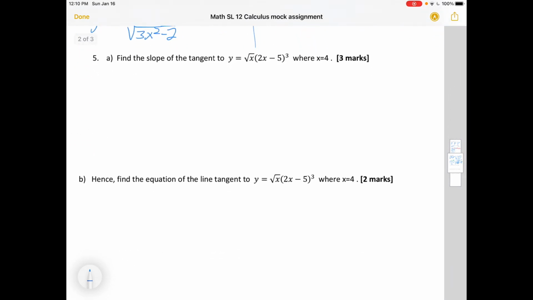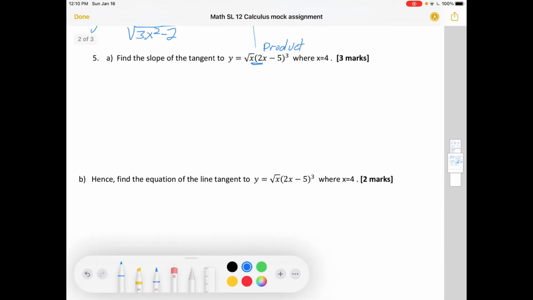Number 5, find the slope of the tangent to this where x equals 4. So one thing to notice is if I say this out loud, this function is the square root of x times 2x minus 5 all cubed. Oh my gosh. There are x's that are not separated by a plus or minus. That's a product rule. Okay.